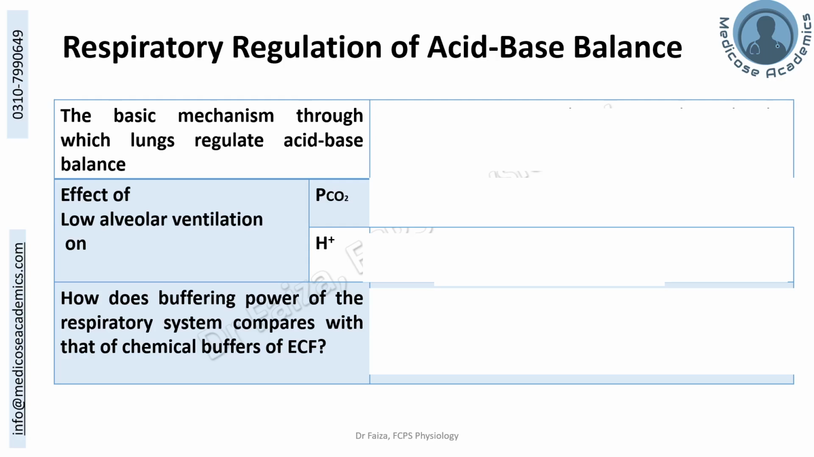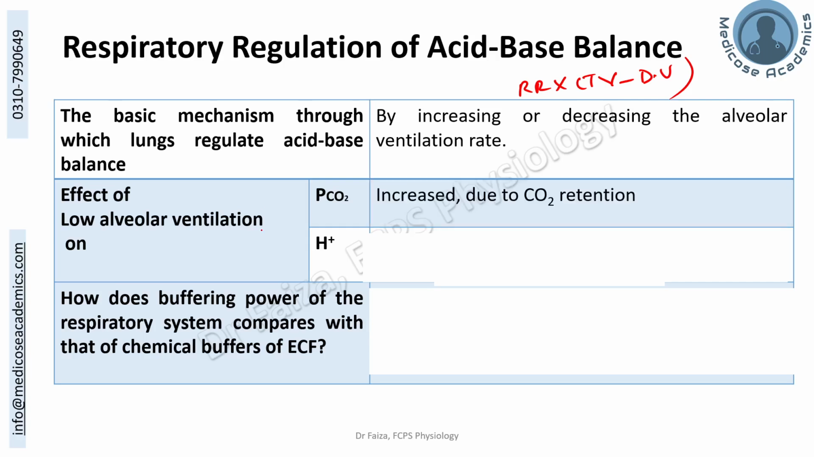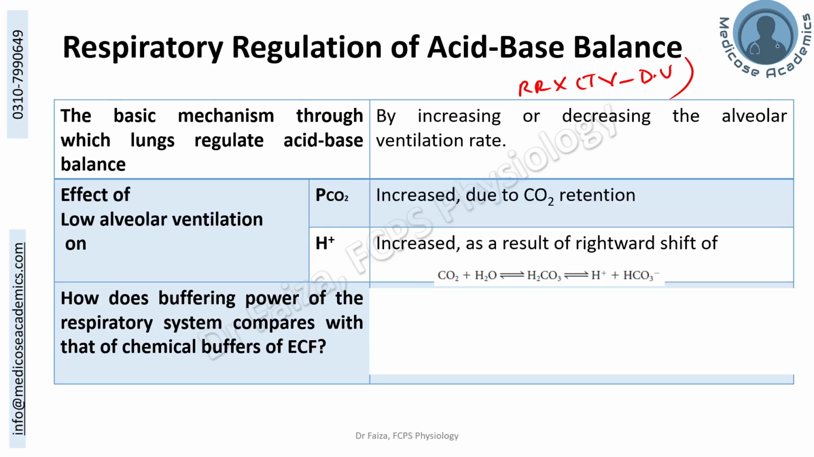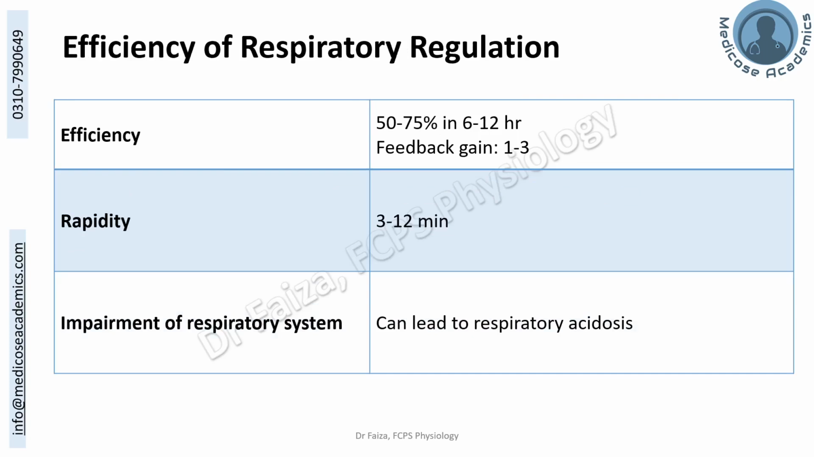Respiratory regulation for acid-base balance via lungs is by increasing or decreasing the rate of alveolar ventilation. Alveolar ventilation means the respiratory rate multiplied by the tidal volume minus dead space volume. Effect of low alveolar ventilation will be retention of carbon dioxide and increased hydrogen ions. The buffering power of the respiratory system is about 1 to 2 times more as compared to the chemical buffers, although the chemical buffers are much faster. Its efficiency is 50 to 75%, that is a feedback gain of 1 to 3.